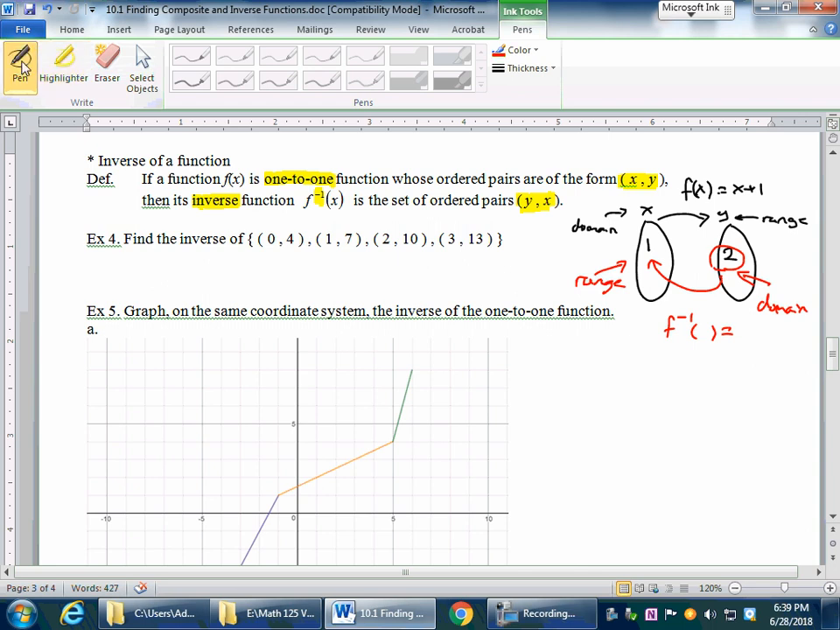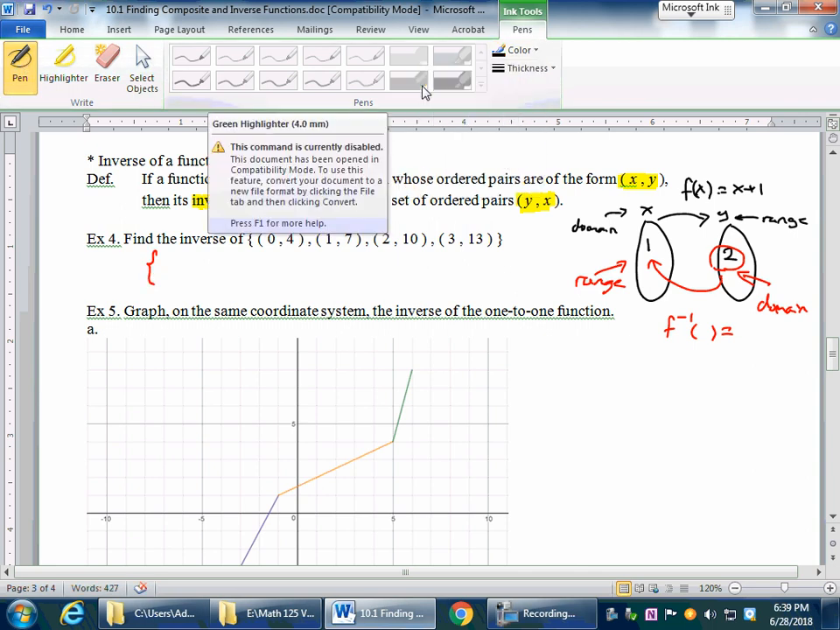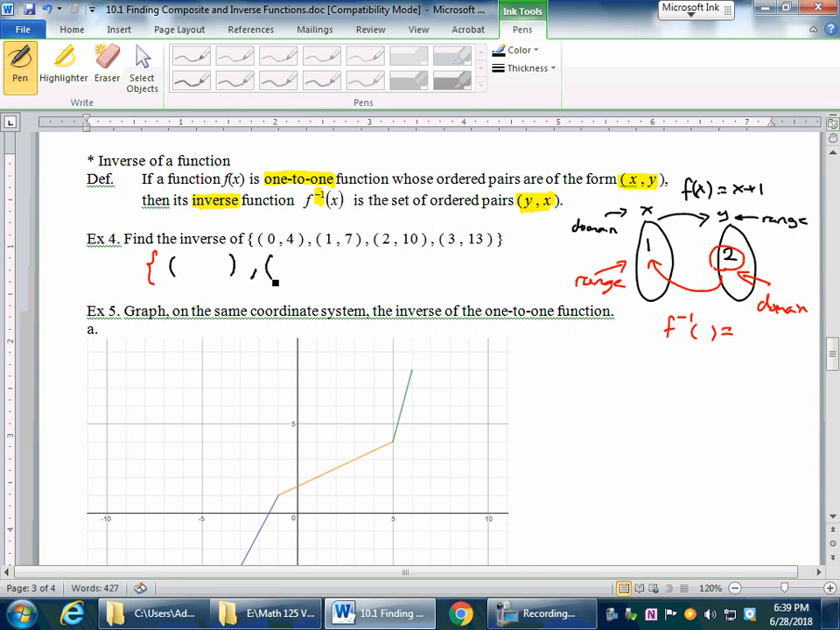So if I want to find the inverse of this relation, then the inverse of this relation will be all my ordered pairs flipped around. Right? You interchange the domain and range. So it will become 4, 0 for the first point, 7, 1 the second point, 10, 2 the third point, and 13, 3 the fourth point. That will be the inverse of the original ordered pairs.